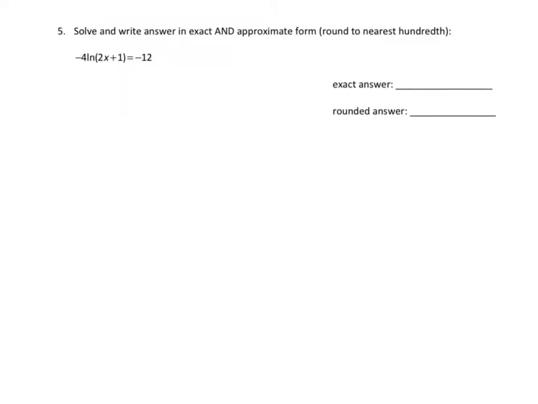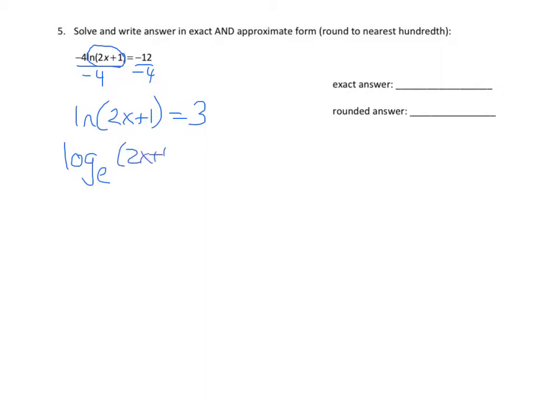In this next example, the log is not isolated yet. So this natural log of 2x plus 1 needs to be by itself before I change it to exponential form to solve it. And to get it by itself, I have to divide both sides by -4 to get rid of that -4. And we get natural log of 2x plus 1 equals positive 3. And now that I have the log part isolated, I'm going to change it to exponential form to solve it. And the natural log, remember, means log base e of 2x plus 1 equals 3.